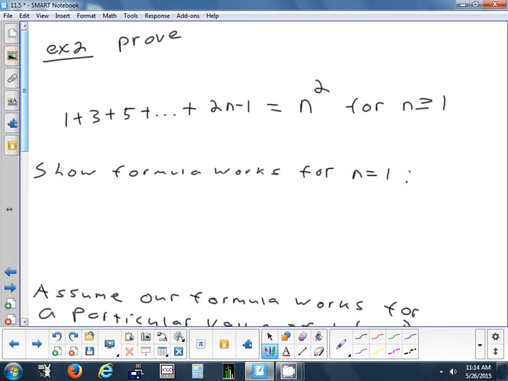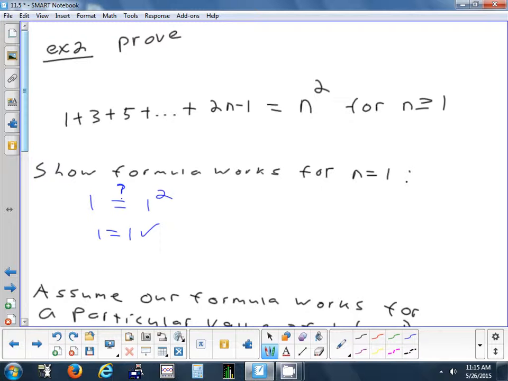Okay, Victoria, if I'm going to show this works for the case when n equals 1, what's the sum of the first 1 terms on the left-hand side? Yeah, just the first term, just 1. And fill in 1 into the formula on the right. And obviously that is true. Keep checking the base case when n equals 1.